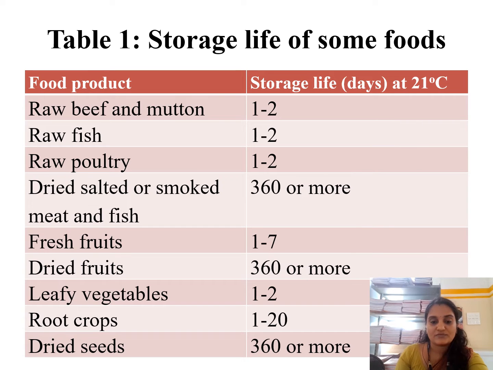Fresh fruit lasts 1 to 7 days, and dried fruits also 360 days. Leafy vegetables last 1 to 2 days, root crops 1 to 20 days, and dried seeds also 360 days or more.